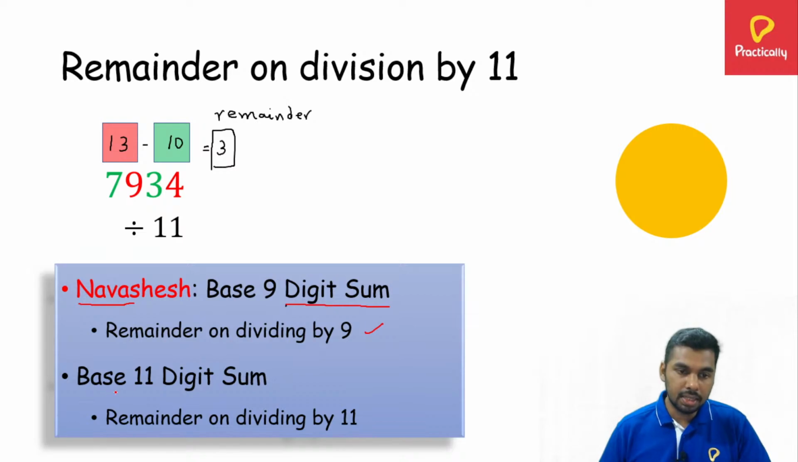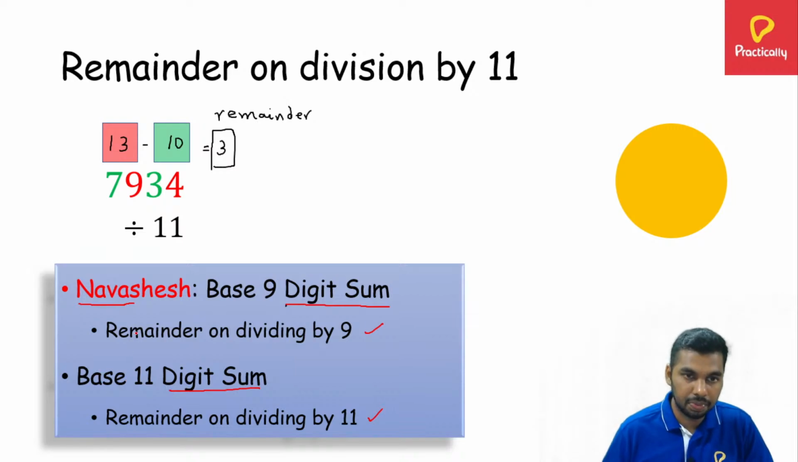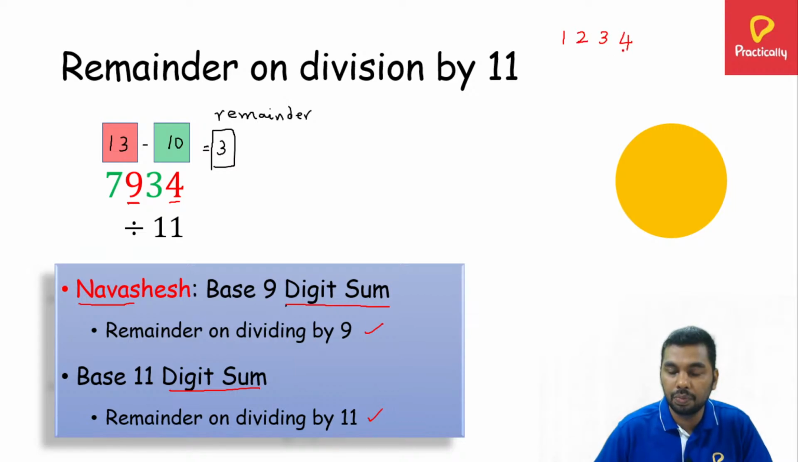Now, what I'm saying is, if you are going to consider the digit sum of 11, which is exactly what we found here, you are going to get the remainder on division by 11. So what is the digit sum to the base 11? That is what I am explaining. You have to start from the units place and mark all digits alternatively with the same color. So I give you another example here. I'll take the number 1, 2, 3, 4.